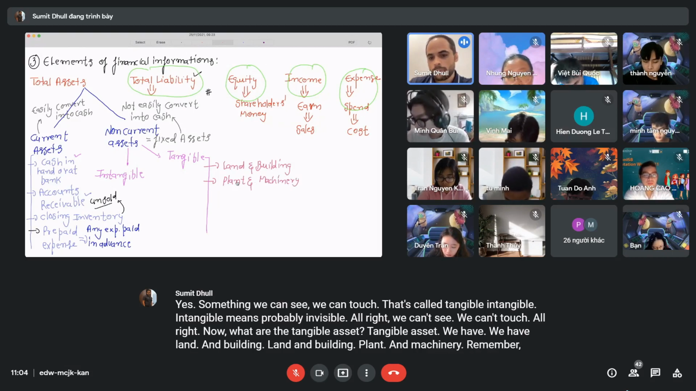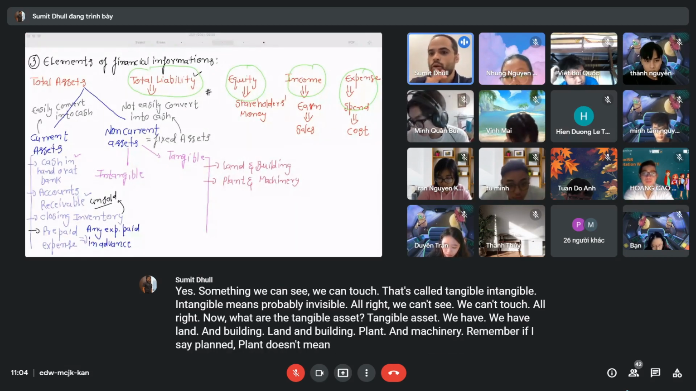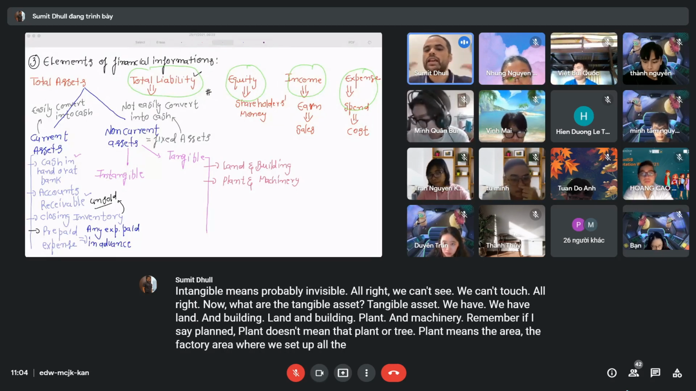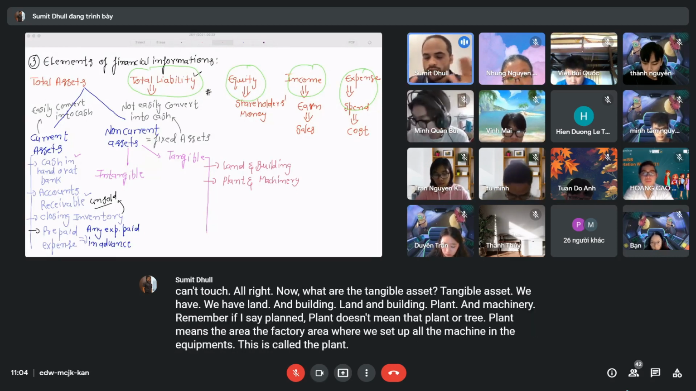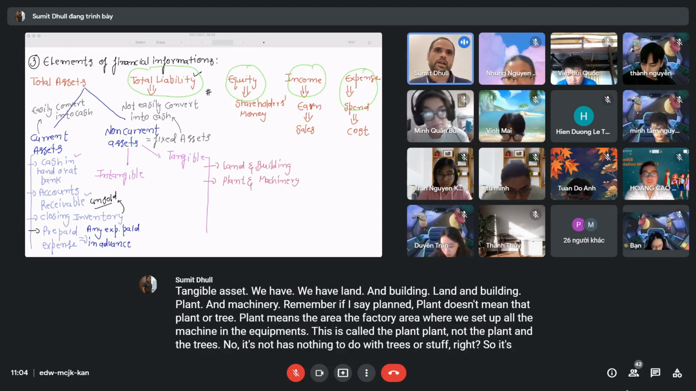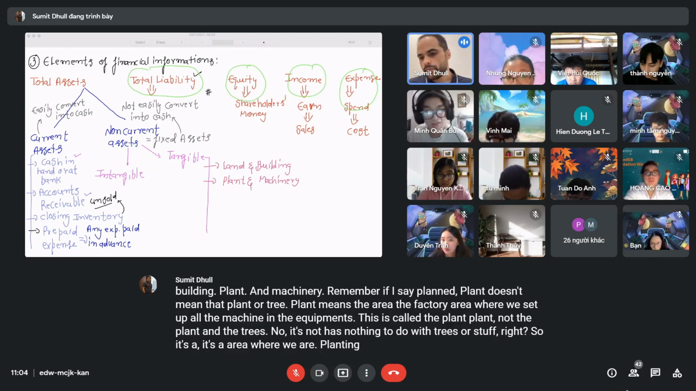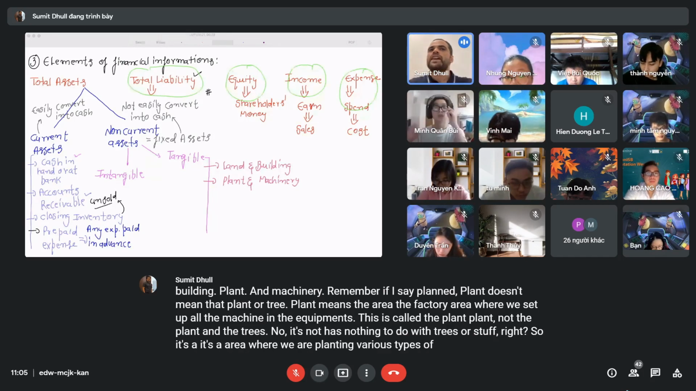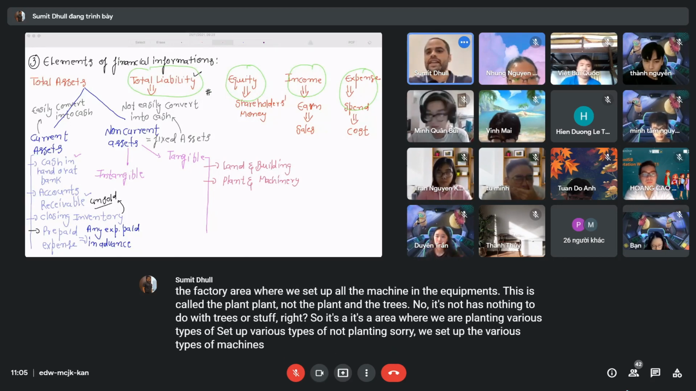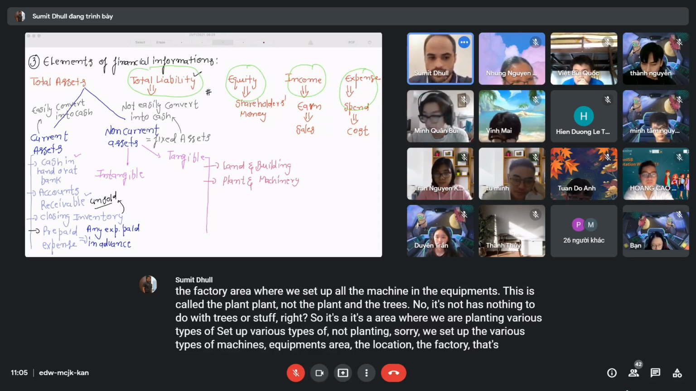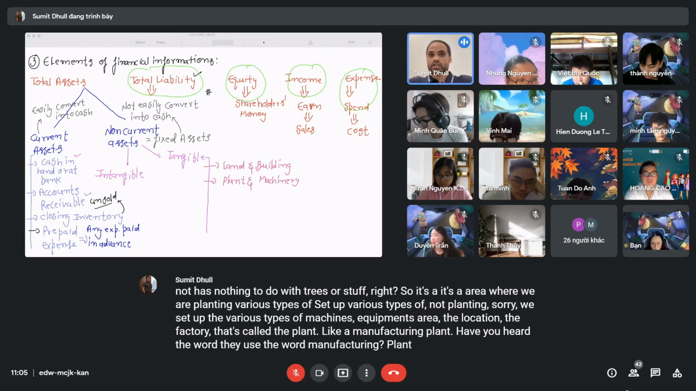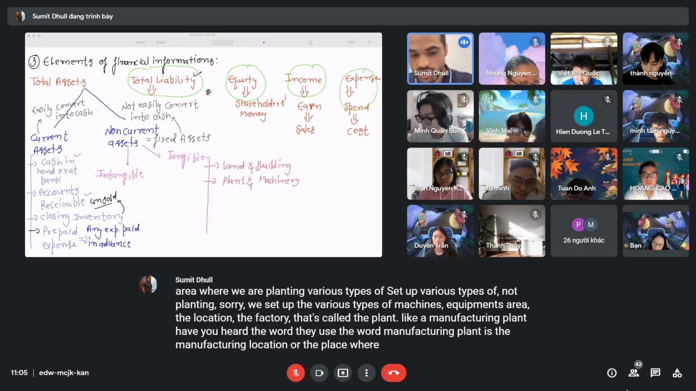Remember, if I say plant, it doesn't mean a plant or tree. Plant means the factory area where we set up all the machines and the equipment. This is called the plant, not plants and trees. It has nothing to do with trees. It's the location, the factory. Like a manufacturing plant. Have you heard the word? The manufacturing plant is the location where we set up all the machines.